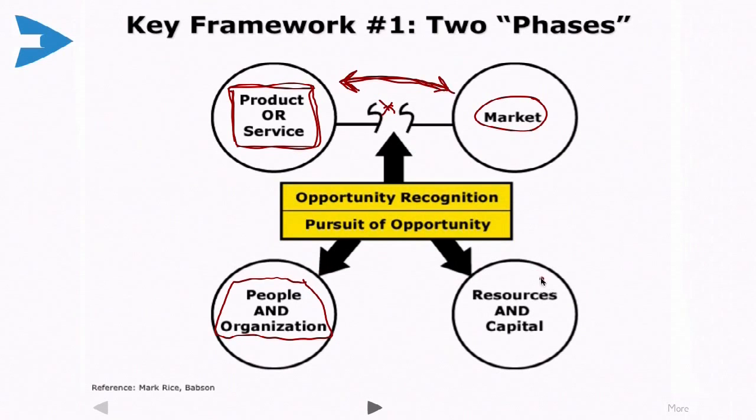And it's also going to require some resources and capital. And so the pursuit of opportunity is going to involve raising financing and bringing together any other type of resource, such as an organizational partner or a distribution channel that might be necessary to pursue that opportunity. So that's our first framework, and it represents the basic division in the class between the first half and the second half of the course as well.